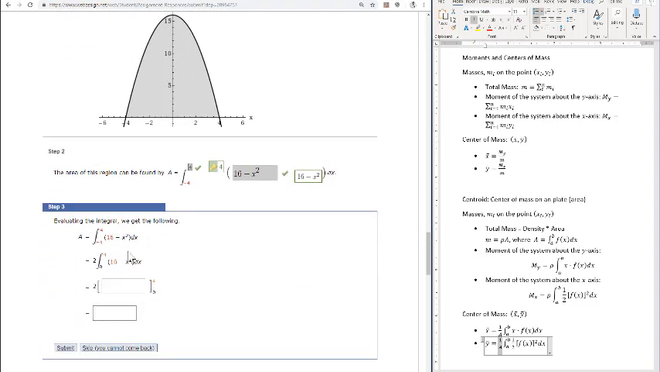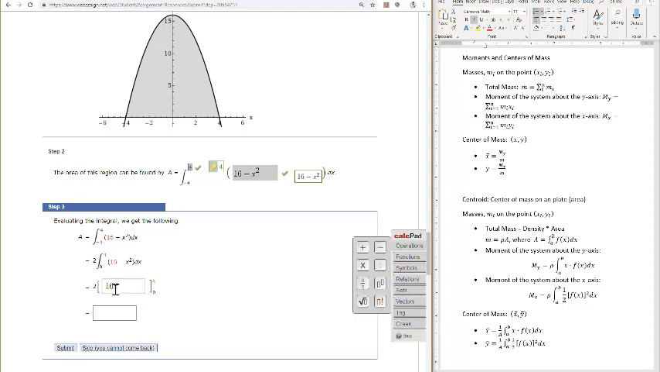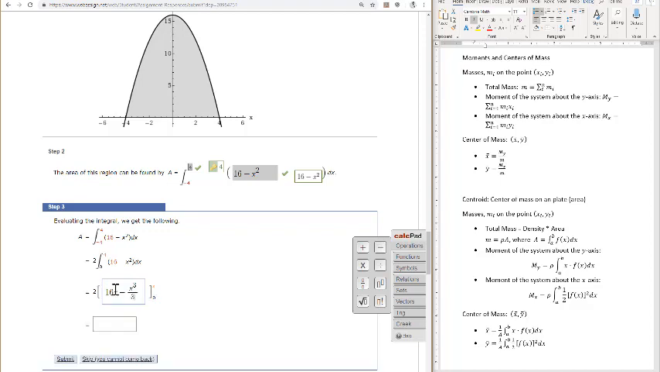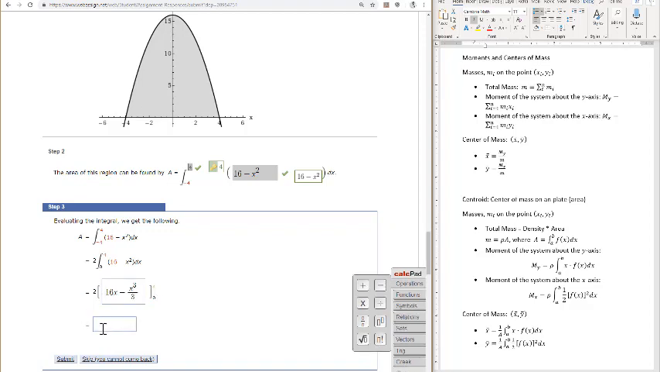So let's integrate this. It looks like we can double it up, so they end up doubling it up here. We're just going to go from 0 to 4 of this thing. The antiderivative is going to be 16x minus x cubed divided by 3. And then we put 0 in there, it's going to disappear. So we put 4 in there. We got 2 times 16 times 4 minus 4 cubed over 3. 16 times 4 is 64.